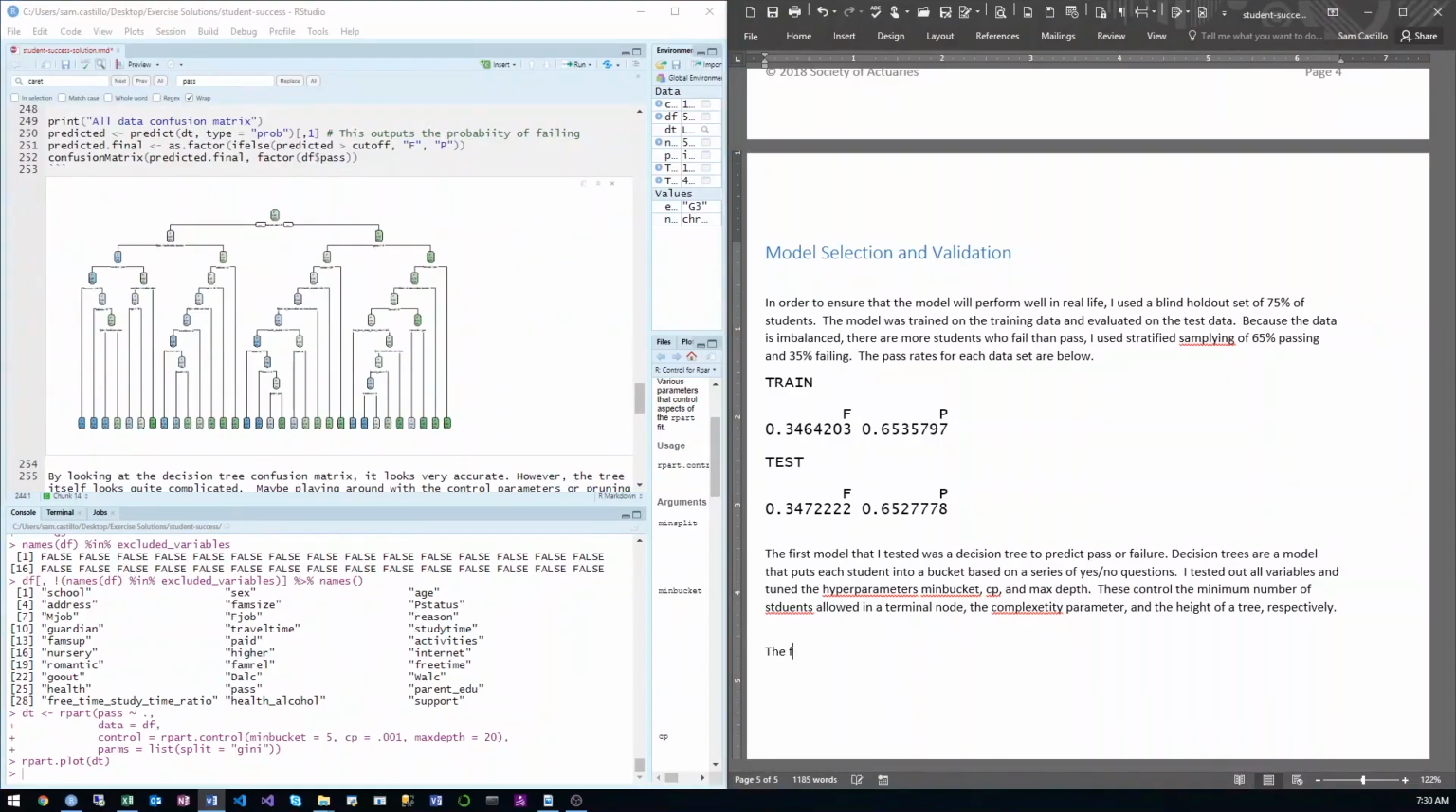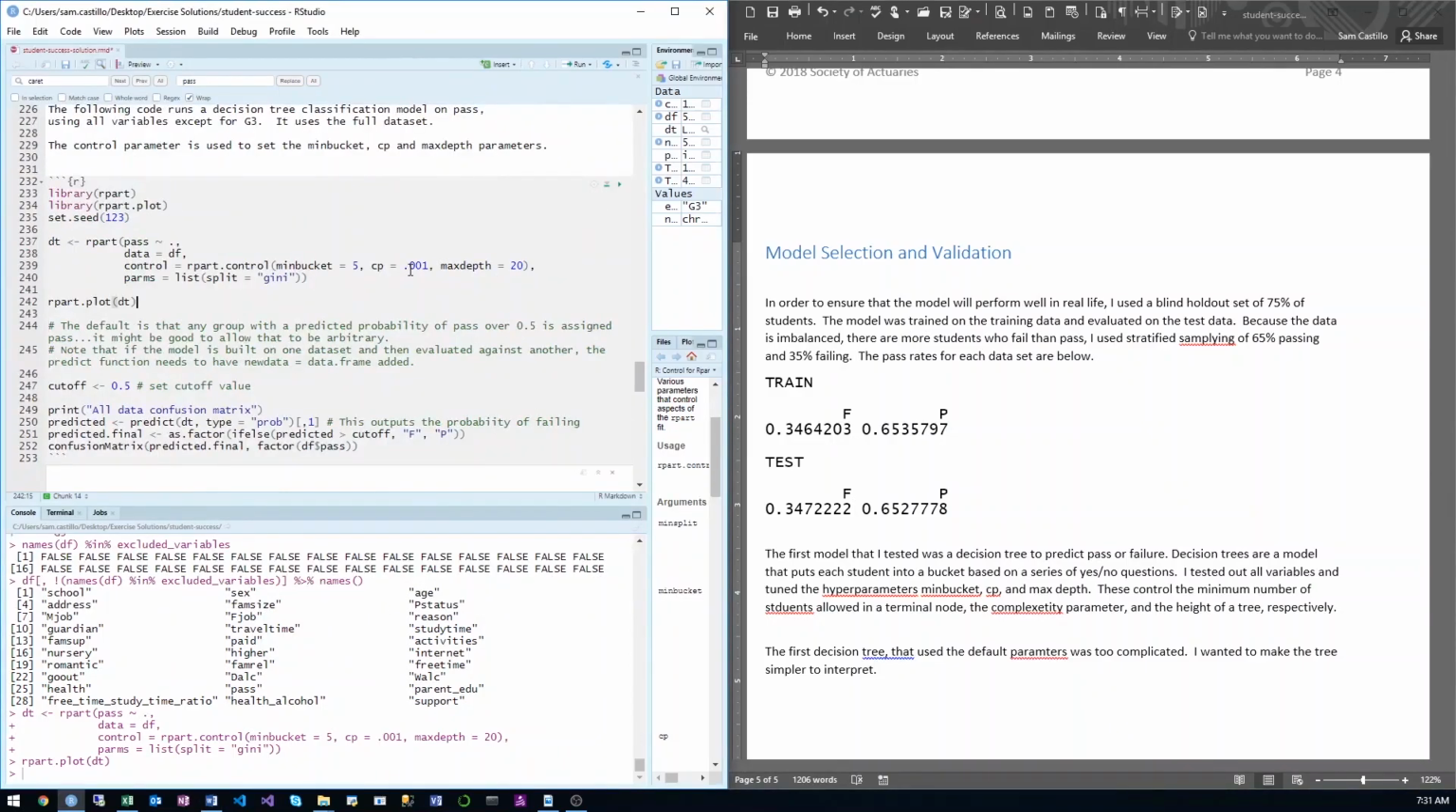The first decision tree that used the default parameters was too complicated. I wanted to make the tree simpler to interpret. Now, how can you do that? Well, you can see CP is a complexity parameter. So when the complexity penalty is high, the model will favor a simpler tree. So if I increase this by 10, and the maximum depth is the maximum height of the tree.